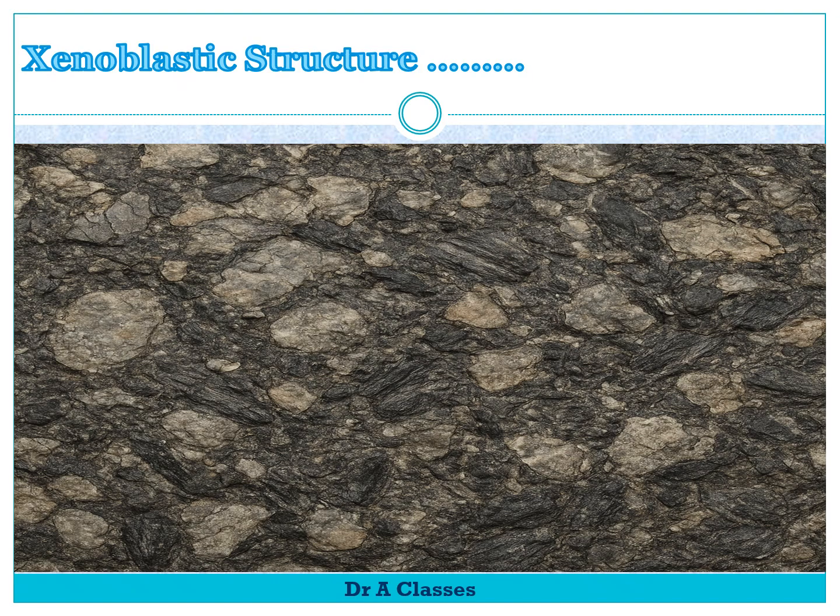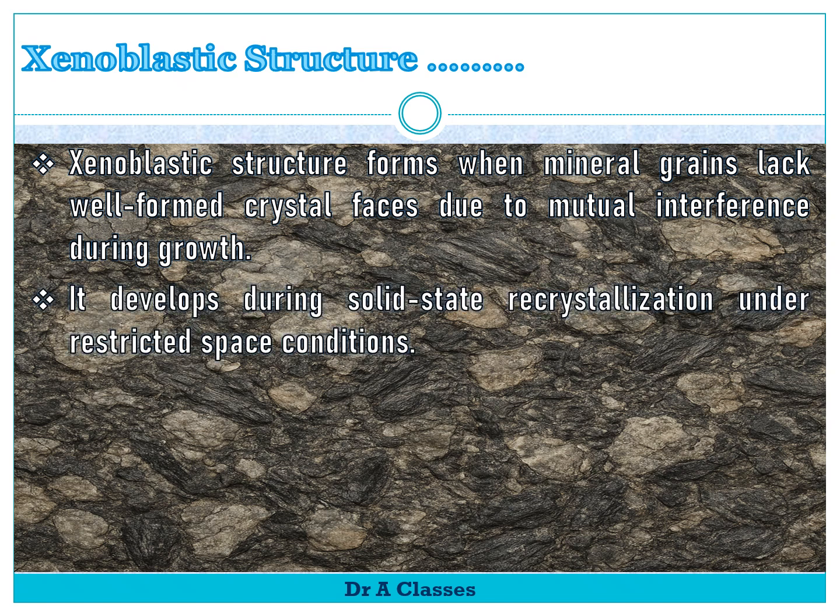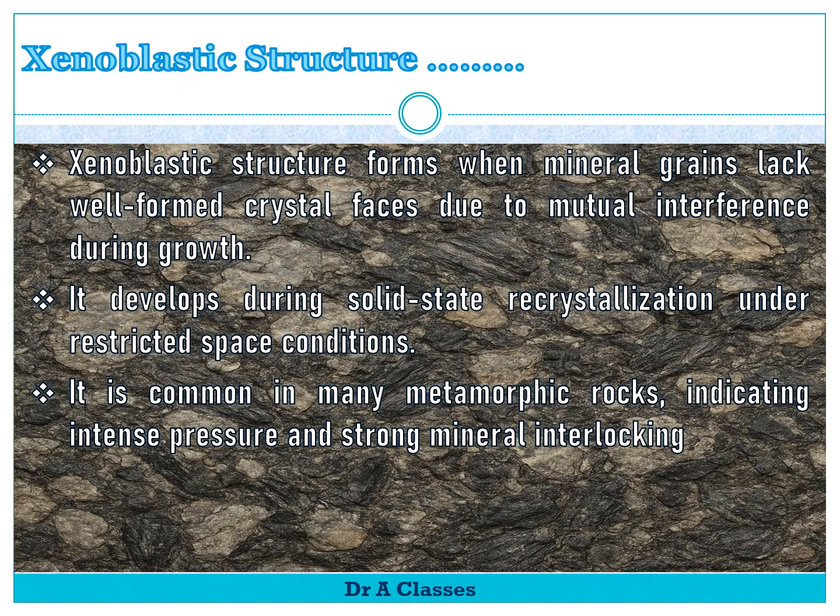Xenoblastic structure. The image shows a metamorphic rock with xenoblastic structure characterized by irregular interlocking mineral grains lacking well-defined crystal faces due to mutual interference during recrystallization. Xenoblastic structure forms when mineral grains lack well-formed crystal faces due to mutual interference during growth. It develops during solid-state recrystallization under restricted space conditions. It is common in many metamorphic rocks, indicating intense pressure and strong mineral interlocking.